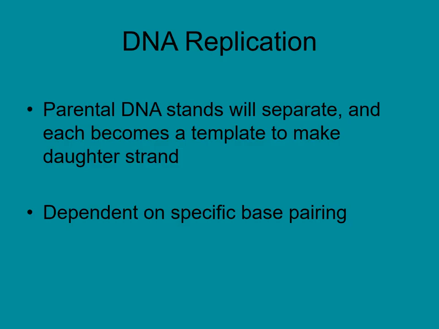Remember, DNA is a double strand together that's twisted in that double helix. So you've got those parental DNA strands. The parental ones are the original ones. They're going to have to separate. We're going to use them as a template to make a copy of it. The copy is going to be what we call the daughter strand, the new one. How are we going to do that? It's going to be dependent on what we call the base pairing.